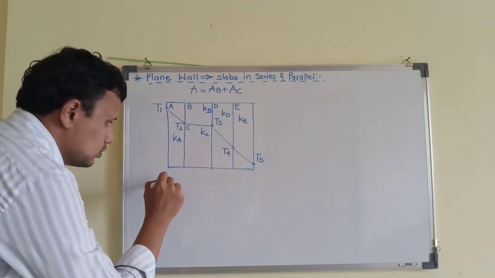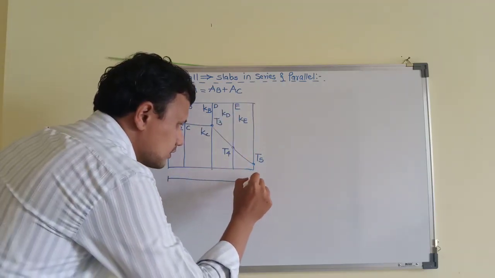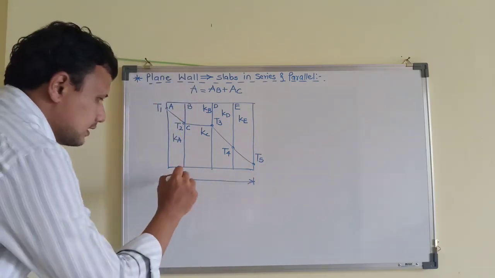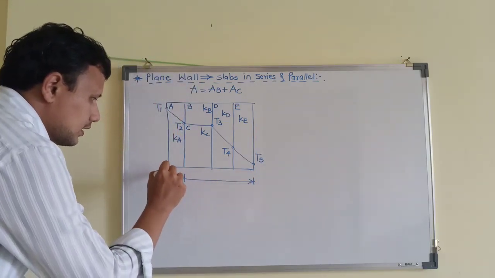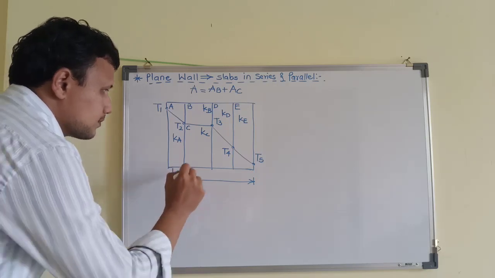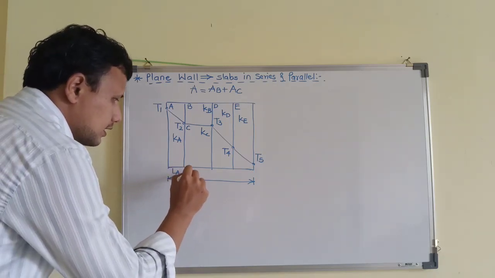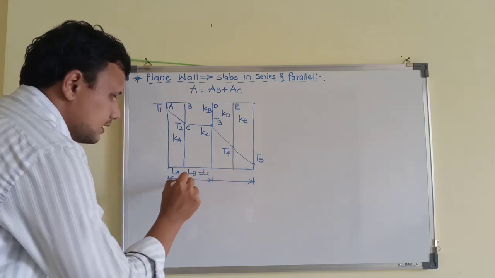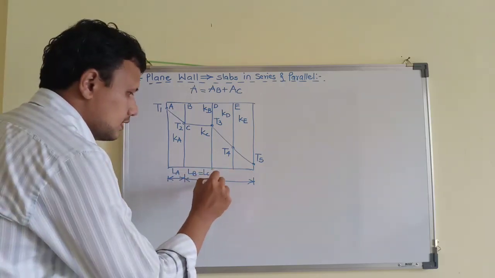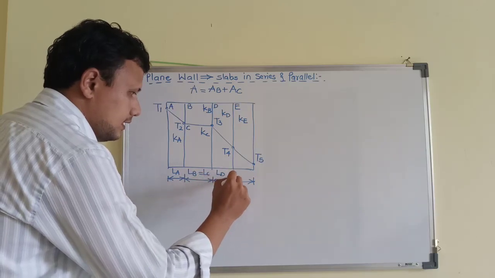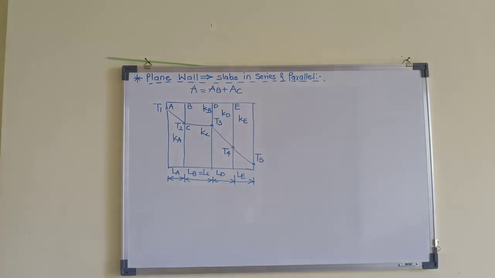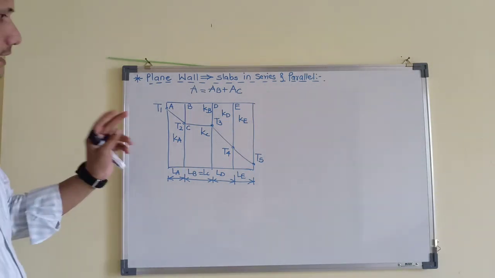Now we also need to have their dimensions in terms of thickness. Area we have already discussed. Now we will discuss the thickness. Firstly, the thickness of material A. Then remember, the thickness of material B will be equal to the thickness of material C. Then the thickness of material D, and finally the thickness of material E. So now we have set our stage.